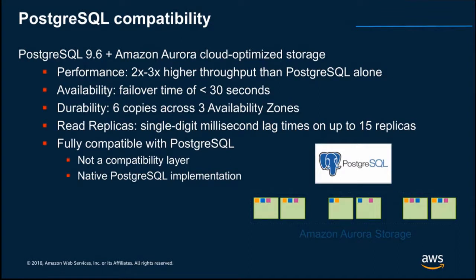And by integrating it with Aurora storage, we get the kinds of benefits you see on this slide: 2 to 3x higher throughput than standard Postgres, failover times of 30 seconds or less, durability with 6 copies across 3 AZs, and I'll show you more about that in the next few slides, and support for up to 15 read replicas with single-digit millisecond lag time. And at the same time, we are fully compatible with Postgres. It's not a compatibility layer. It's a native implementation where, for the foreseeable future, we will maintain full compatibility with Postgres as we and the community move forward with new versions of Postgres.